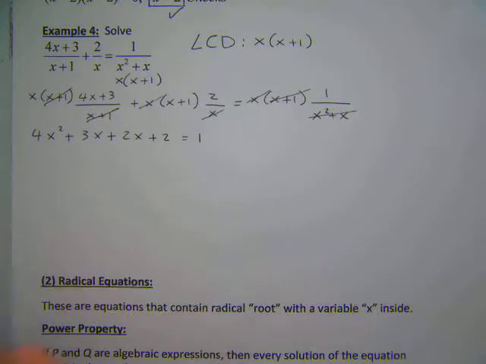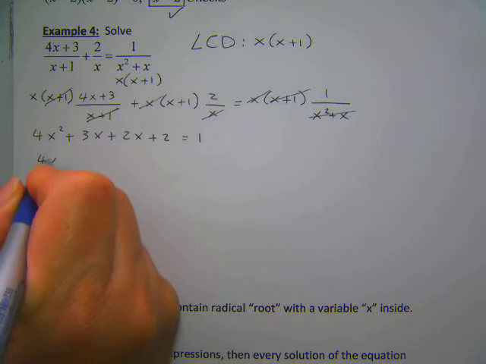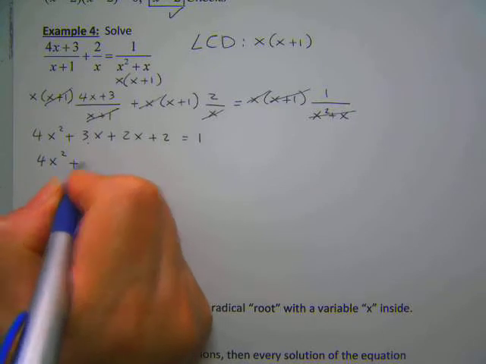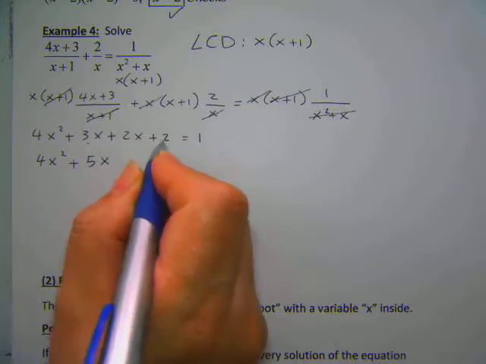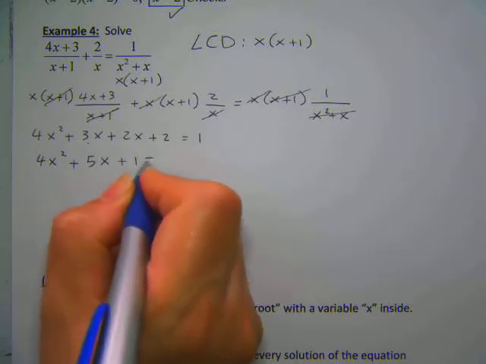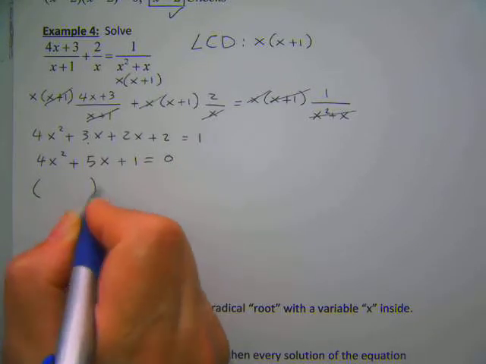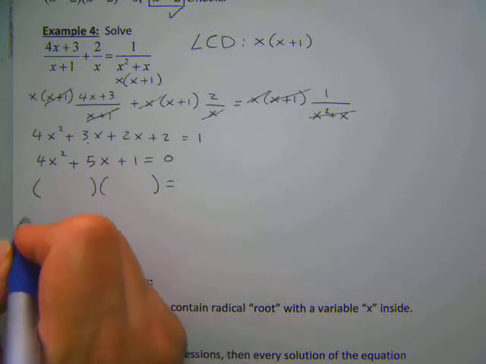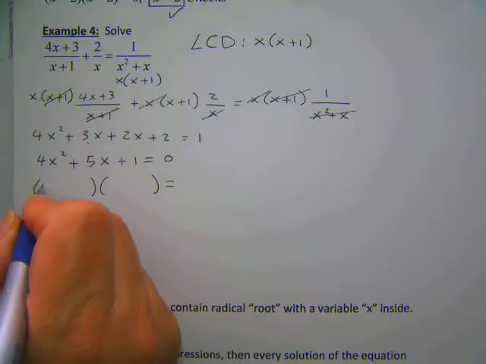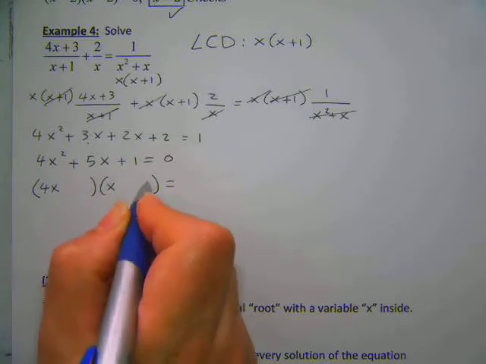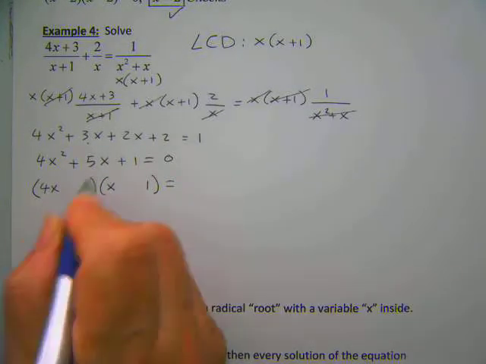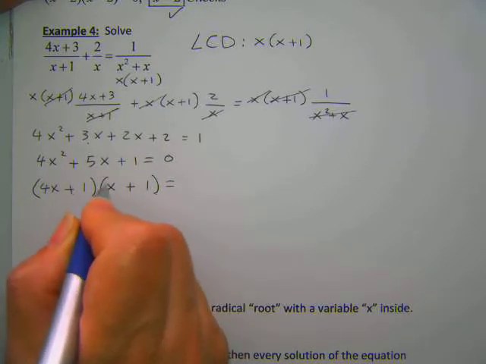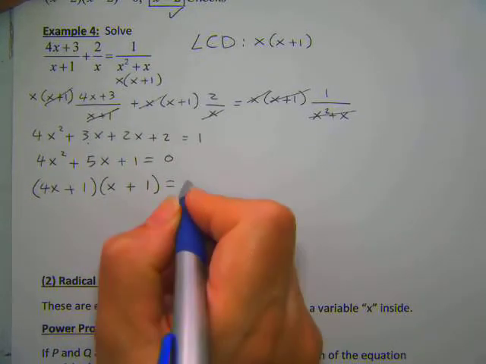A quadratic equation. Let's add like terms. 3x and 2x, that's plus 5x. 2 minus 1 is plus 1, equals 0. We're going to try to factor. We always try to factor first. So 4x maybe times x, and 1 times 1. Everything is positive, so the outers are 4x, the inner is 1x. Add them up, and yes, it's equal to 5x.